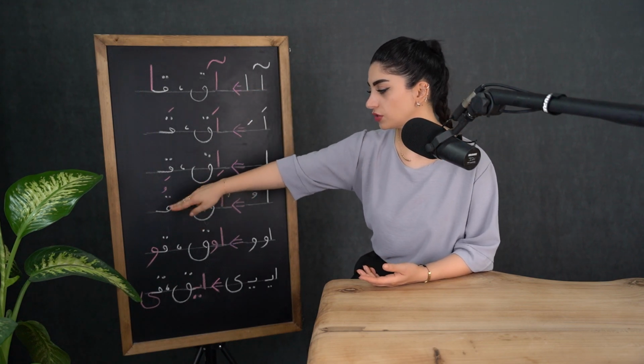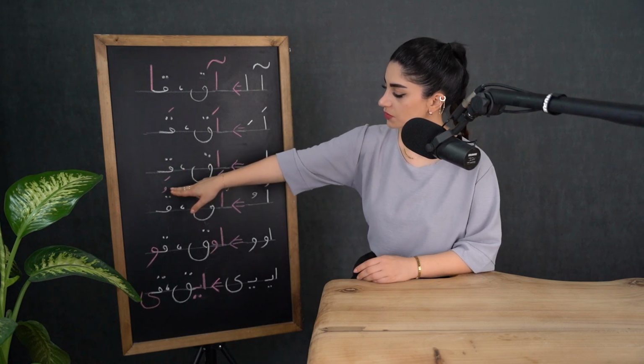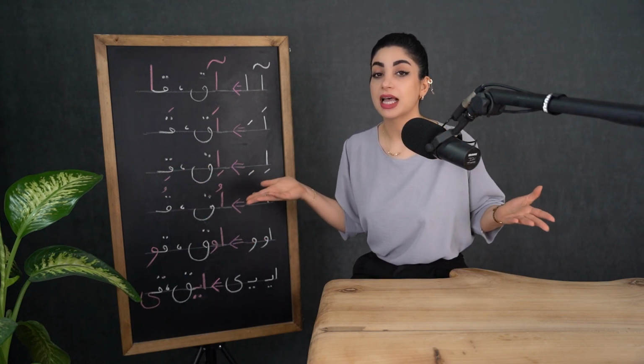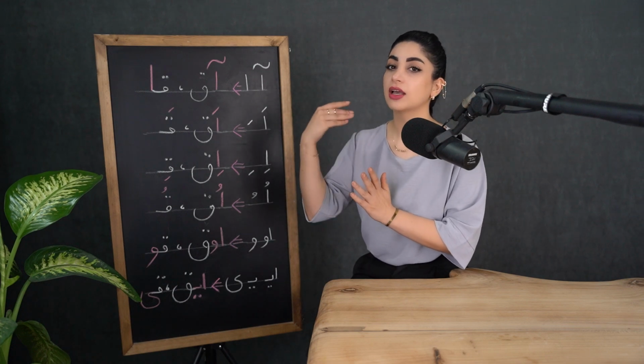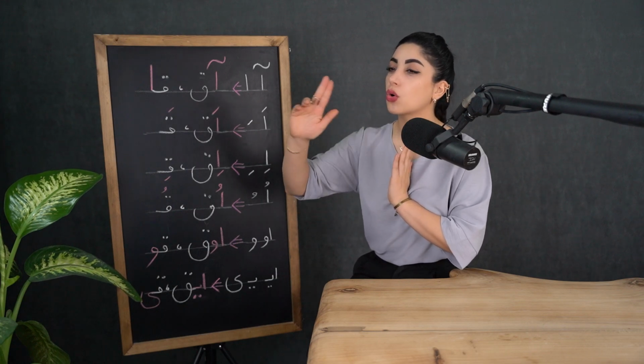So here we have our lowercase q. This one jumps here and makes it sound like o. So first q and then o. Q, o, q, o. Together, qu.